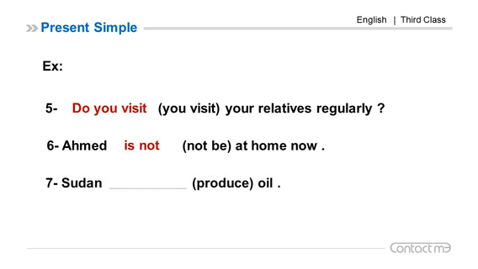Number 7. Sudan produce oil. This is a fact. We always use present simple to express facts. Sudan, the pronoun for it is it. He, she, it: we add s at the end of the verb. So the answer: Sudan produces oil. Sudan produces oil.